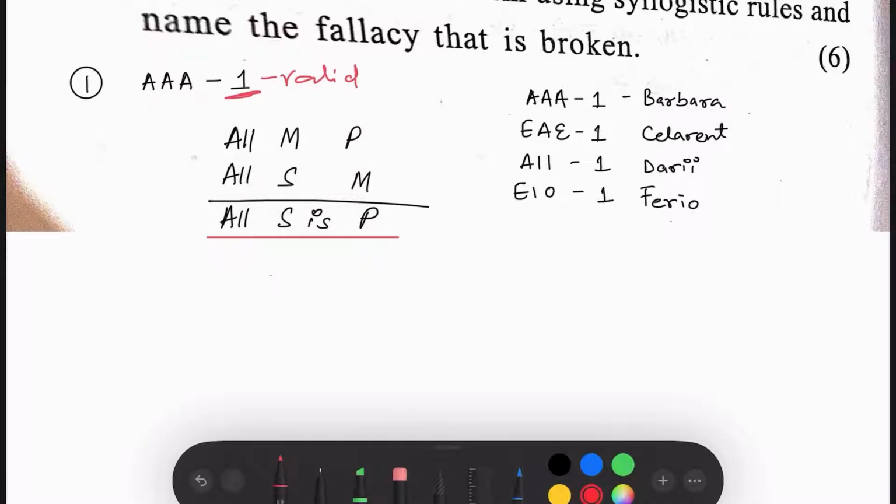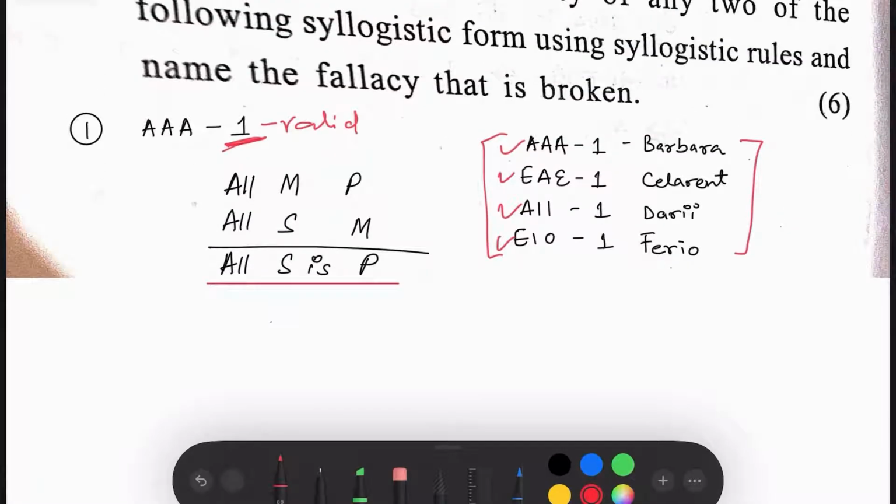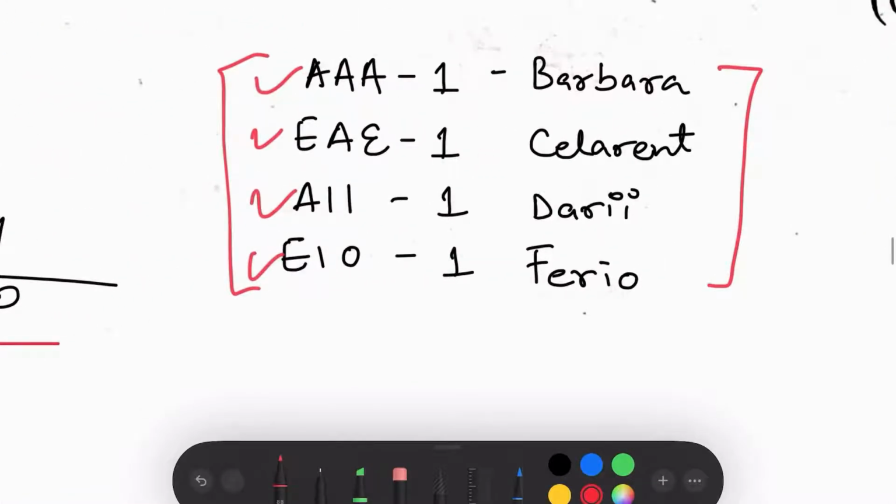And in case of the first figure we have four valid forms: AAA1, EAE, and then AII, EIO. So these are four valid forms. So whenever AAA, only in case of the first figure, it will be valid. And this is also known as Barbara. And next EAI is Celarent, and Darii and Ferio.